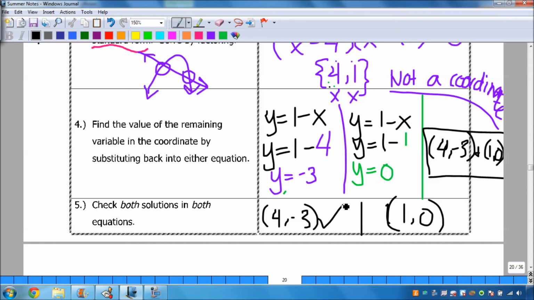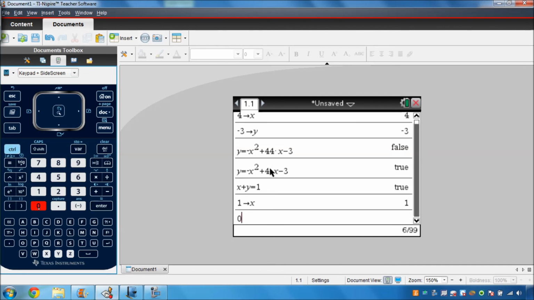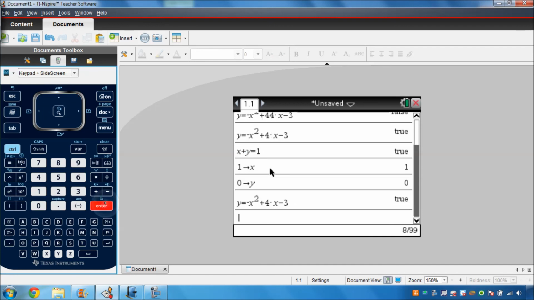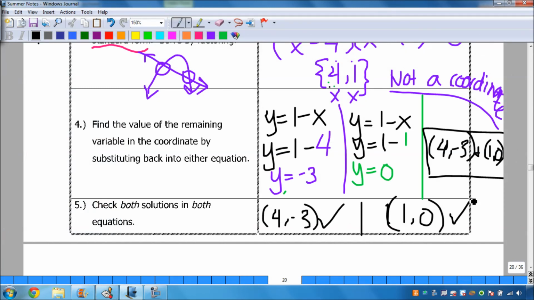Okay, now I need to check 1, 0. So I'm going to store 1 in as x. Press enter. Store 0 in as y. Press enter. I'm going to go up and I'm just going to copy and paste. Enter, enter. That is true. And then the other one you should be able to do in your head, but just to show you how to do it in your calculator, that is also true. So I know that both of my answers work, which means this is definitely my final answer.